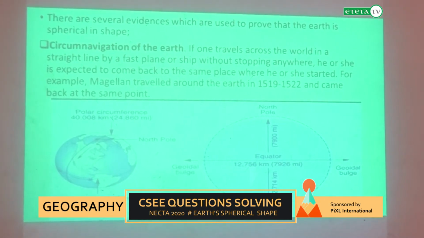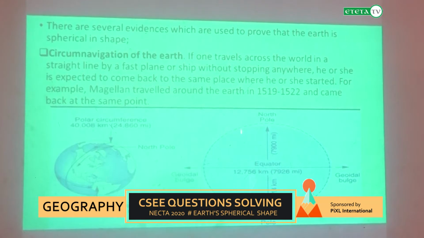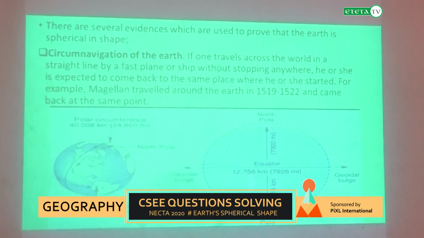So you have to show the explanation here and show the diagram, showing that he started from somewhere here and went across the world and came back to the same point. So you are supposed to explain and draw this diagram after explaining.